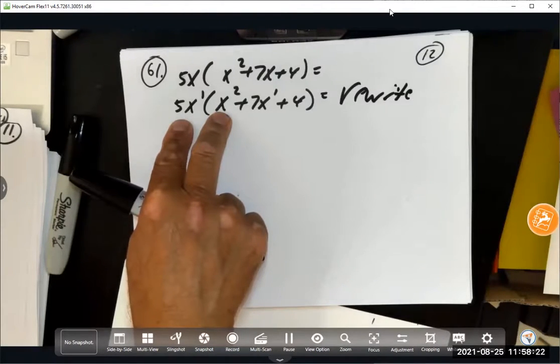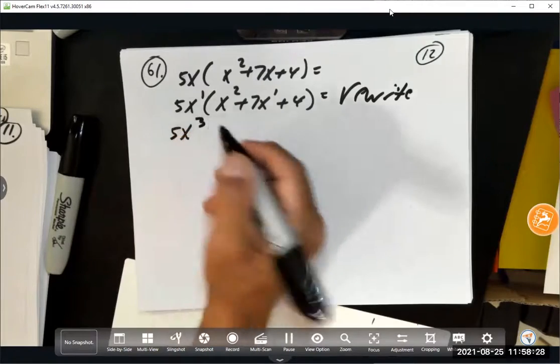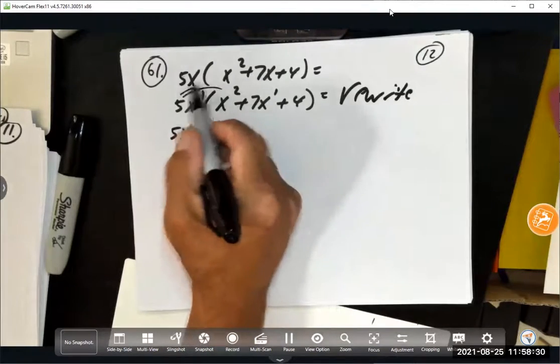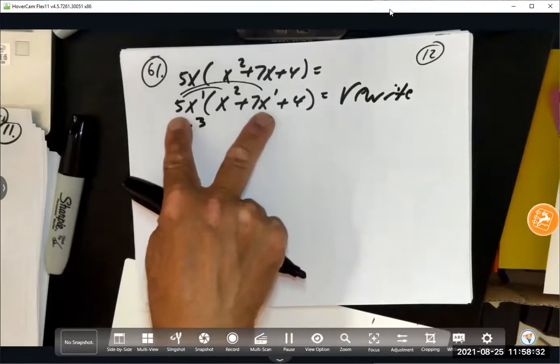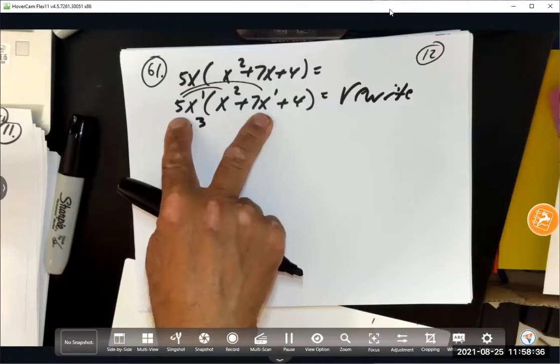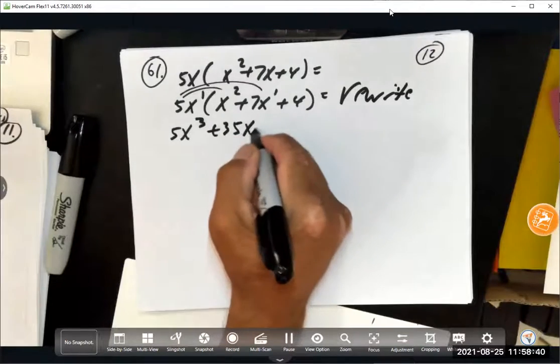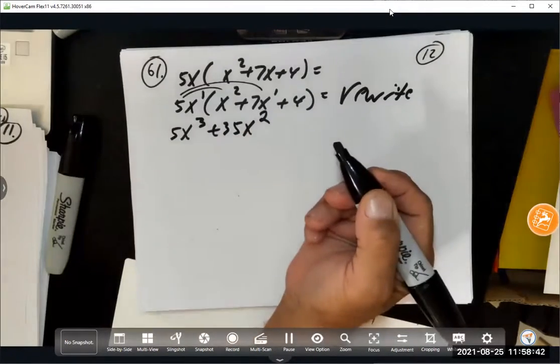That's 5x to the third. Yeah, because you add the powers, right? Can we multiply right now? So 5x to the 3 power. All right. What about the next one? What about these two guys right here? What's 5x to the 1 times 7x to the 1? 35x to the second. Right. 35x to the second power.